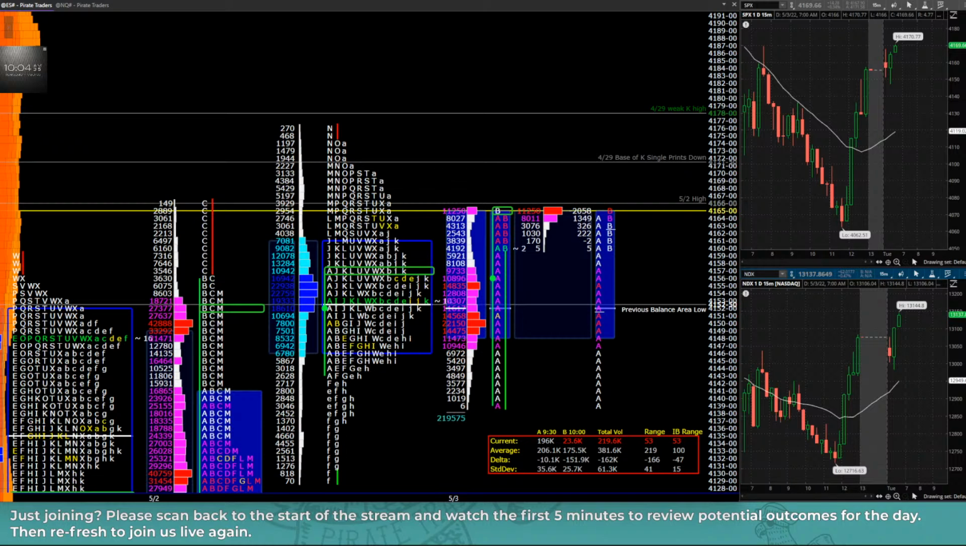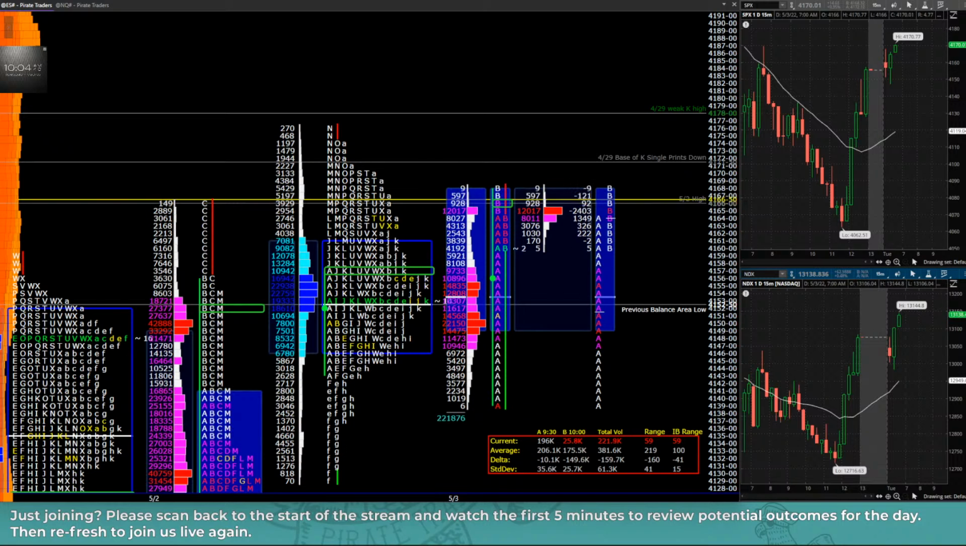WTF, it is so weird that they're piling on at this exact level. That is so bizarre. All right, so now we're looking to test the base of those single prints down at 4171.50, looking for resistance there.